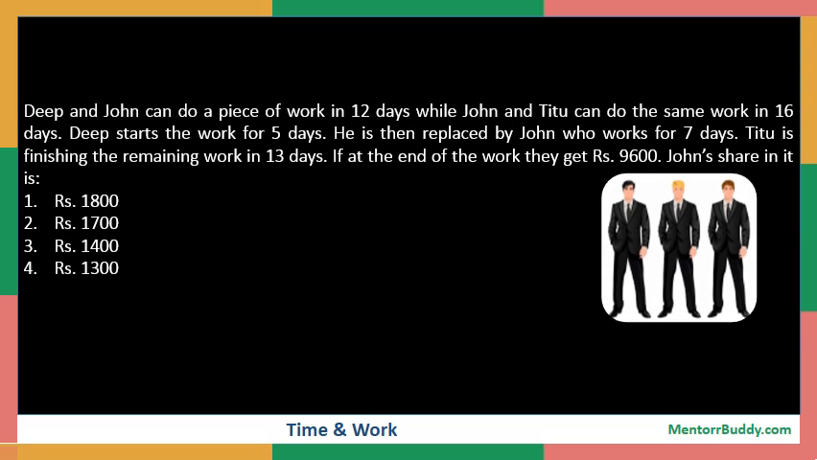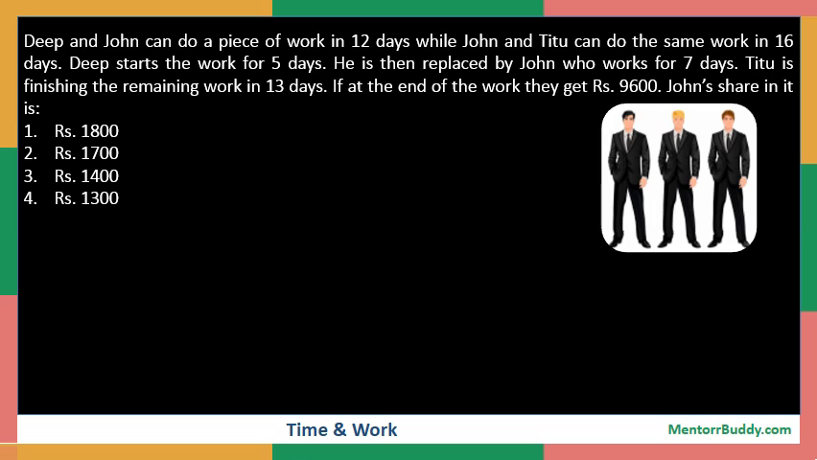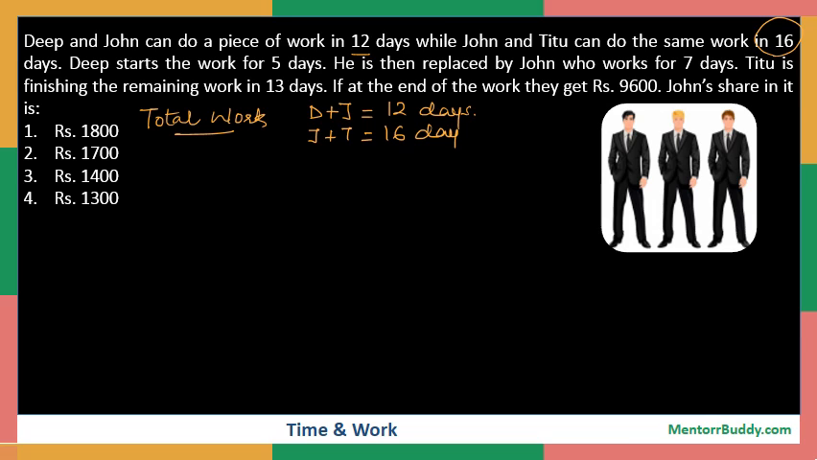So now let us understand how we can solve this question. We have certain values which are given to us. Before that, we will be approaching this question using the total work concept because this is going to be the easier approach. So what is given is John and Deep can do the work in 12 days. Similarly, John and T2 can do it in 16 days. That means if I assume the total work as the LCM of these two values, that is 48 units.